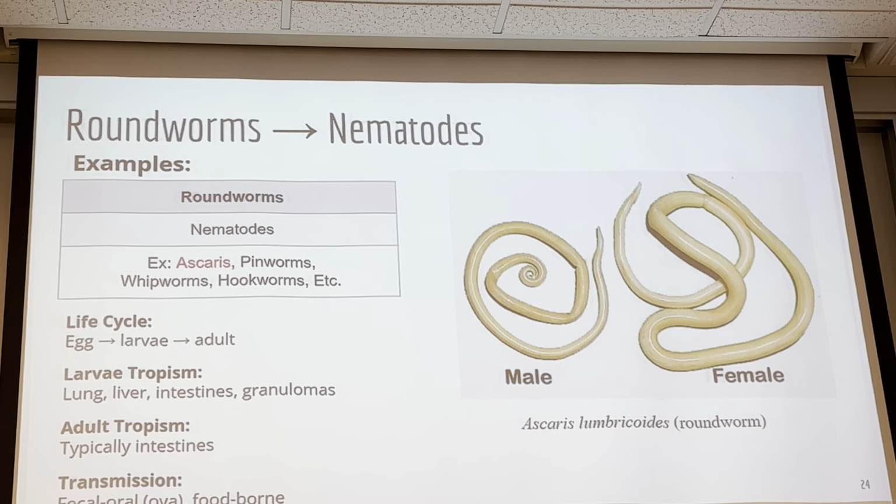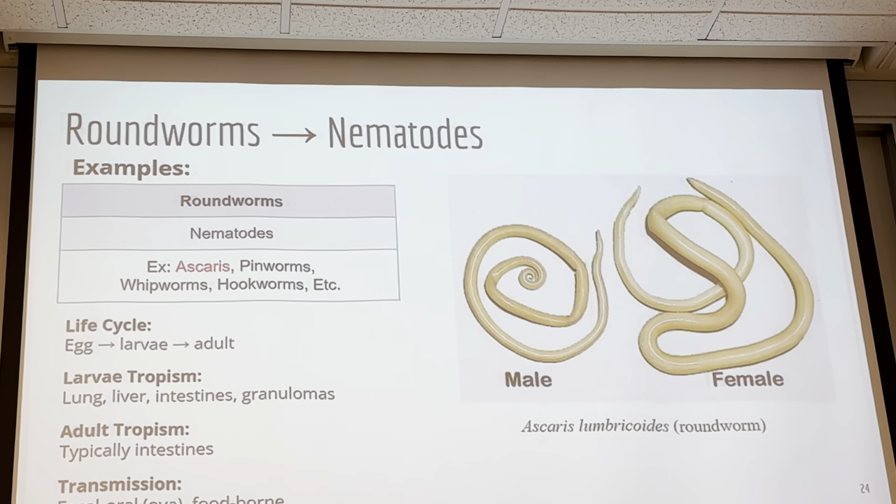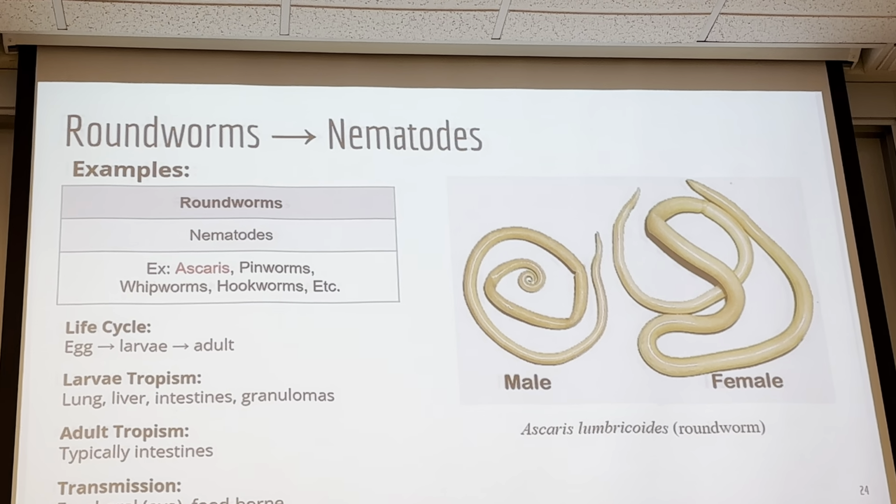They have the same life cycles. So the larvae are able to burrow. So the larvae can be anywhere, lungs, liver, intestines. They can cause little granulomas. But the adult traditionally likes to live in the intestines. Transmission is fecal-oral through the ova, through the eggs, but also it can be foodborne because the larvae can burrow.